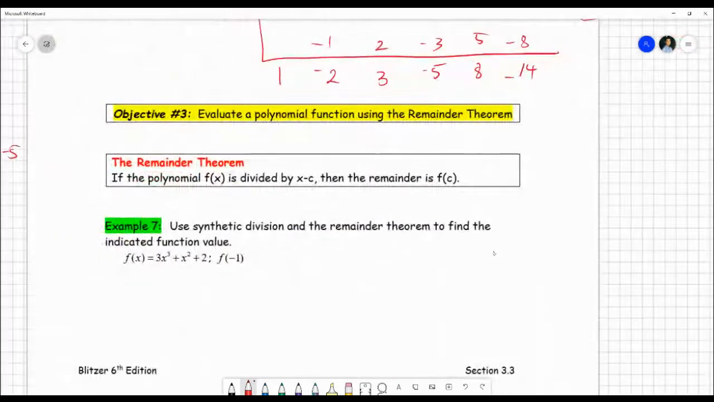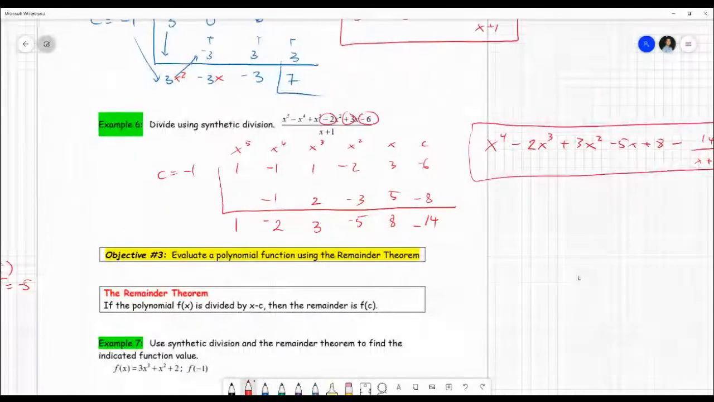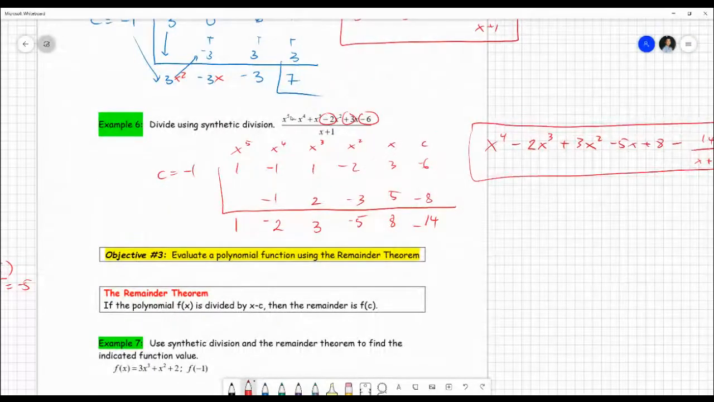All right, let's look at the remainder theorem. If the polynomial f of x is divided by x minus c, then the remainder is f of c. Well, what does that mean? So let's look at this one here. So up here, that's my f of x, okay? And it's dividing by x minus c. What is my c value here? My c is -1. Then the remainder, so the remainder here is -14. Then the remainder is f of c.